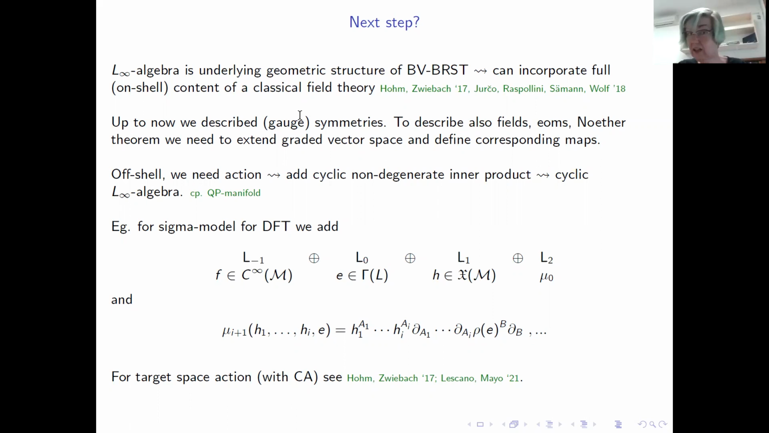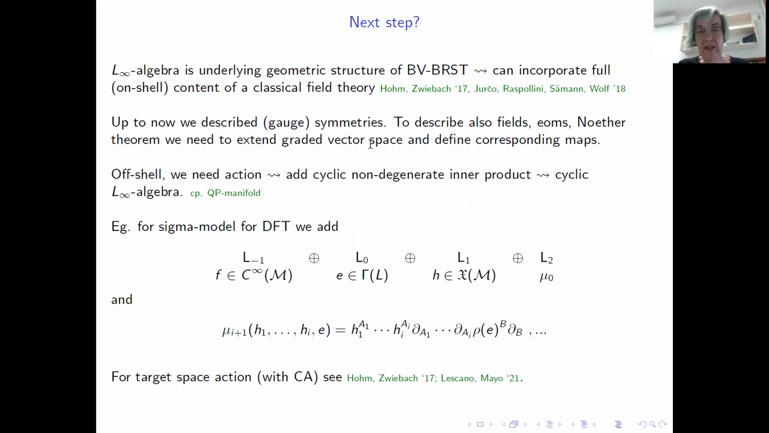So this cyclic non-degenerate inner product is external extra data you need, and it does not always exist. However, at the level of the field equations, you can always define L-infinity. If you have extra structure, you will also get an action.